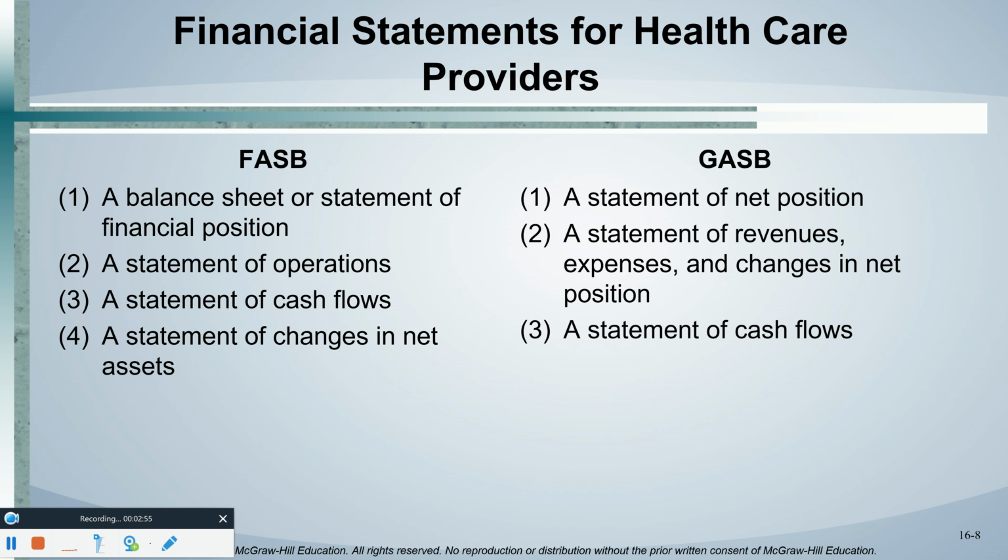The FASB cash flow statement has 3 sections: operating, investing, and financing. But as we learned in the proprietary fund chapter, the GASB cash flow statement has 4 sections. It would be operating, investing, capital financing, and non-capital financing.